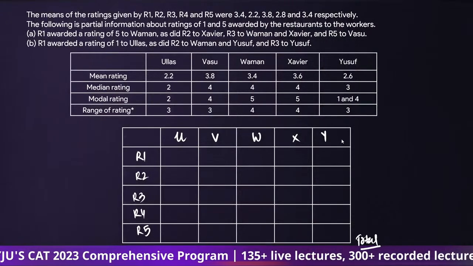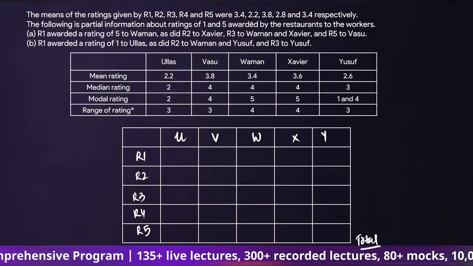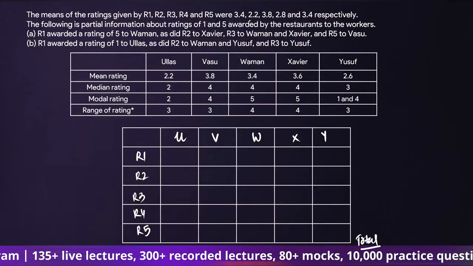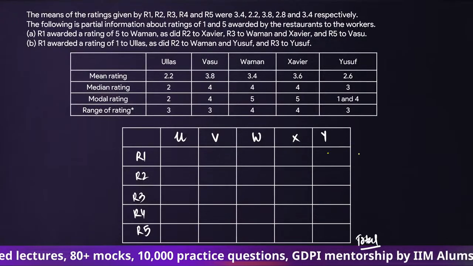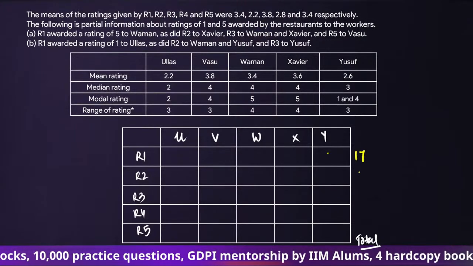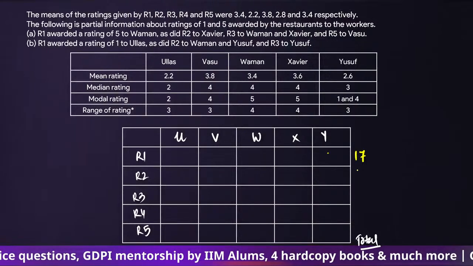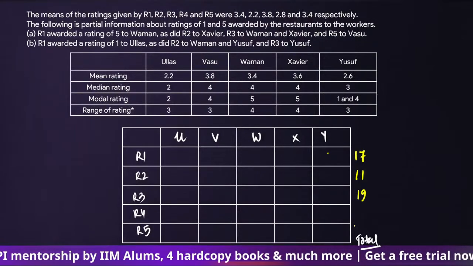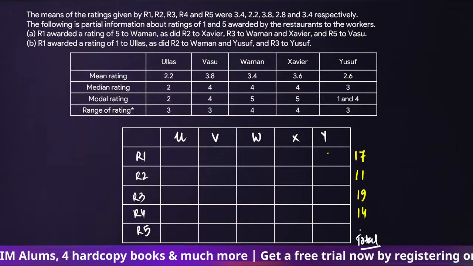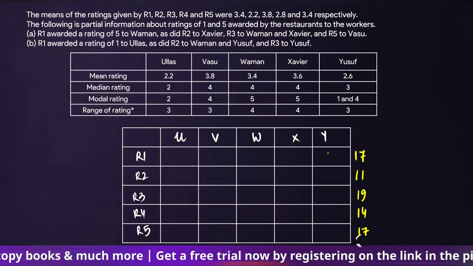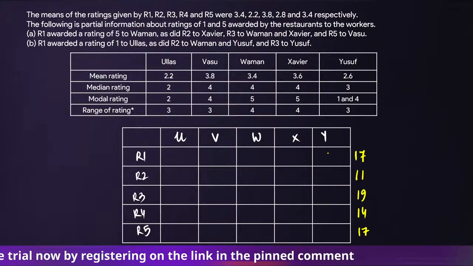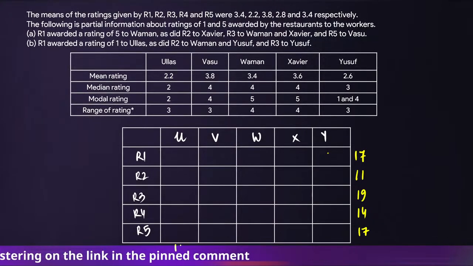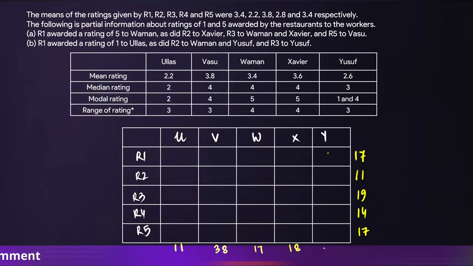ठीक है, अब इसमें फिल करना शुरू करते हैं। R1 total average is 3.4, so total will be 3.4 into 5, 34 का half, so this is 17 that we will have इधर। R2 का 2.2 into 5, 22 का half, so 11, 38 का half 19, 28 का half 14, 34 का half 17। ठीक है, ये टोटल है हमारा। व्हाट अबाउट वर्कर वाइज कि यू को टोटल कितना मिला था, सेम लॉजिक, 2.2 into 5 is 22 का half which is 11, v will get 38, w will get 34 का half, 36 का half and 26 का half.